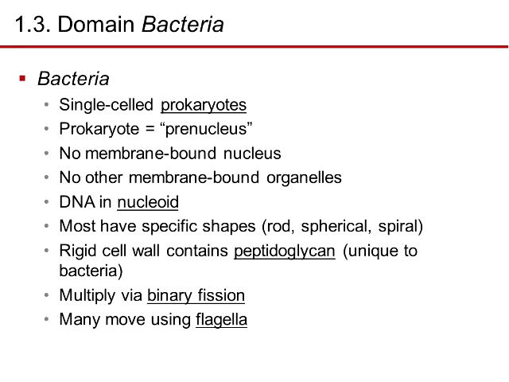Now, bacteria are single-celled prokaryotes. Prokaryotes have a pre-nucleus, which means it's not a nucleus. There are no membrane-bound nuclei and no other membrane-bound organelles. The DNA is a nucleoid, not a nucleus. Most have specific shapes, like rods or spheres or spirals. They have a rigid cell wall, which contains peptidoglycan, which is unique to bacteria, and they multiply through binary fission. 1 becomes 2, 2 becomes 4, and on and on. Many move using flagella. Not all of them, but many do.